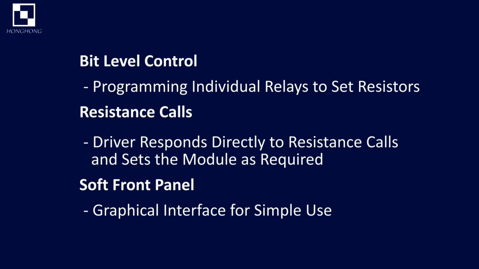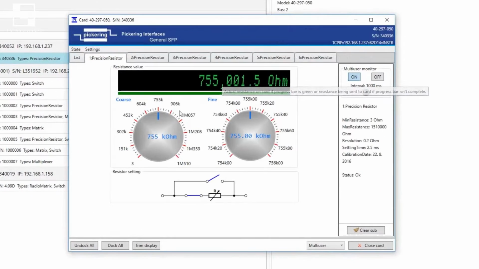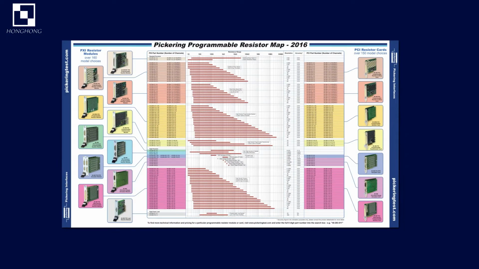Once you've decided on the physical parameters of the programmable resistor, you then have to decide how you want to control it. For example, you may want to switch individual bits or use resistance calls. Both these options can be via various programming languages and applications, for example LabVIEW and .NET or a soft-front panel. Once you've identified all the requirements applicable to your application, how are you going to find your optimum programmable resistor solution? All of our PXI and PCI programmable resistors are detailed on our single-sheet programmable resistor map.